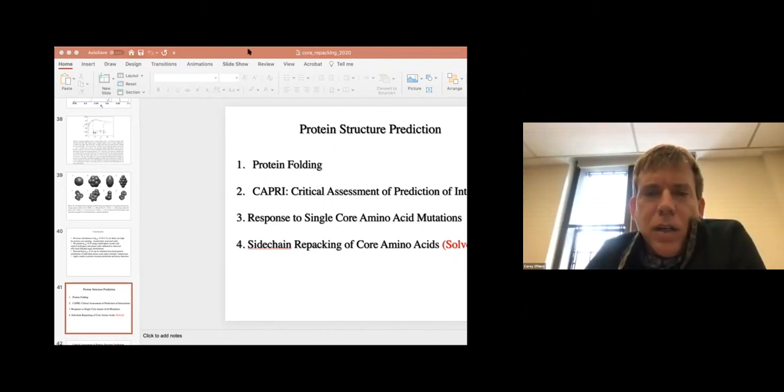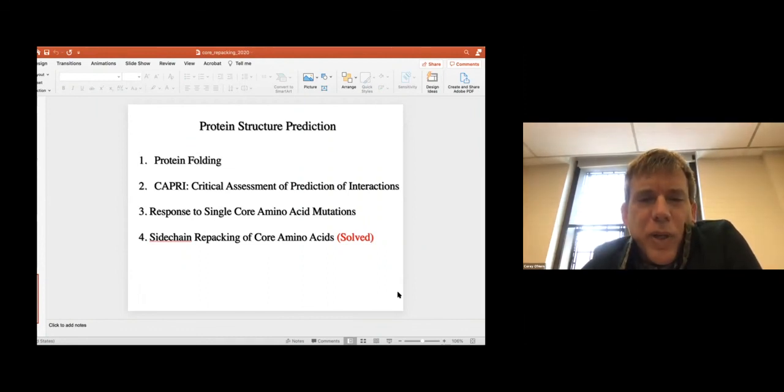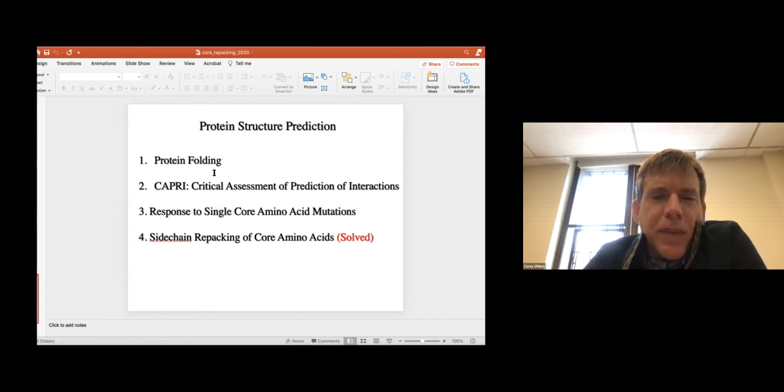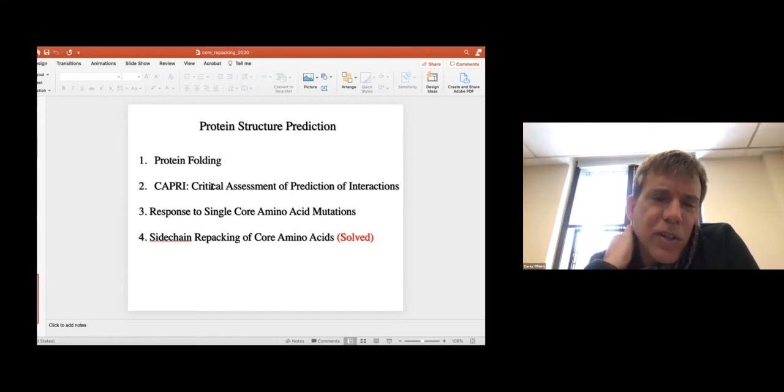And so I hope you all can see these slides. I'm going to motivate it through four aspects, and they go in order of difficulty. I think that this model, the hard sphere plus stereochemical constraint model, will be useful for general protein folding, but that is the hardest application.